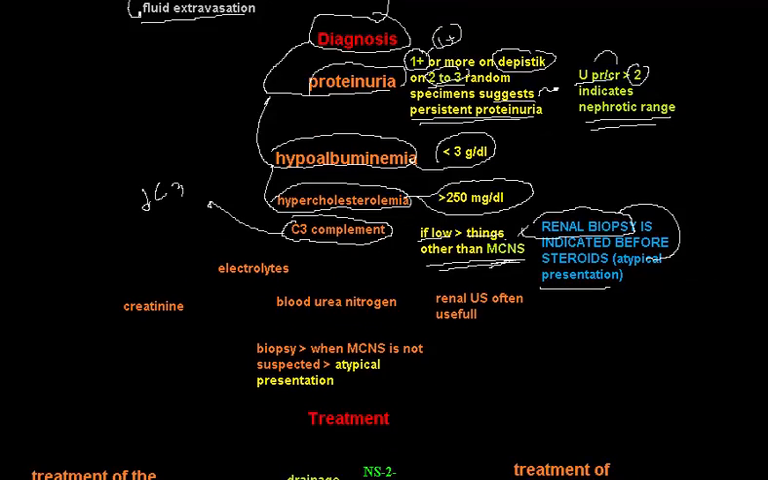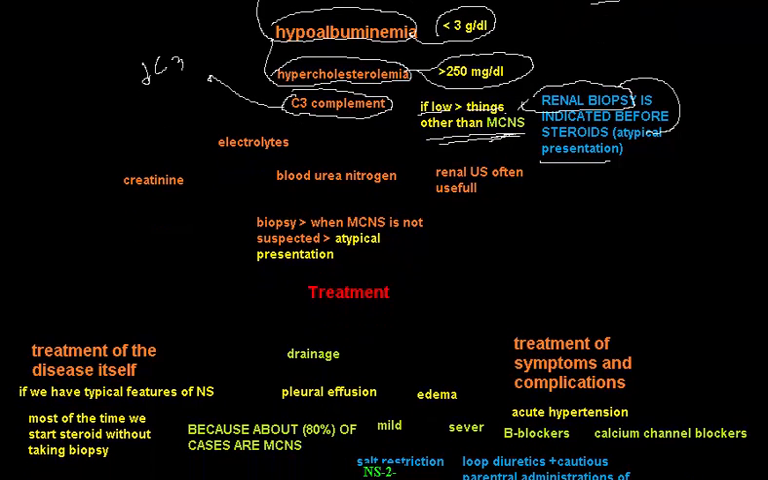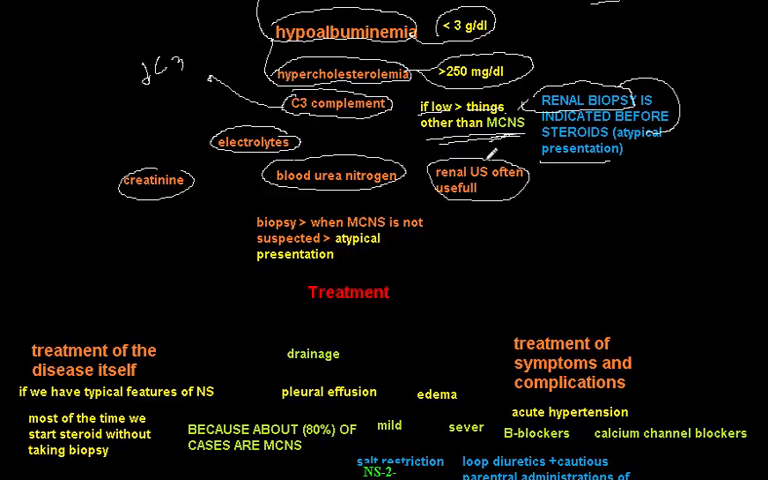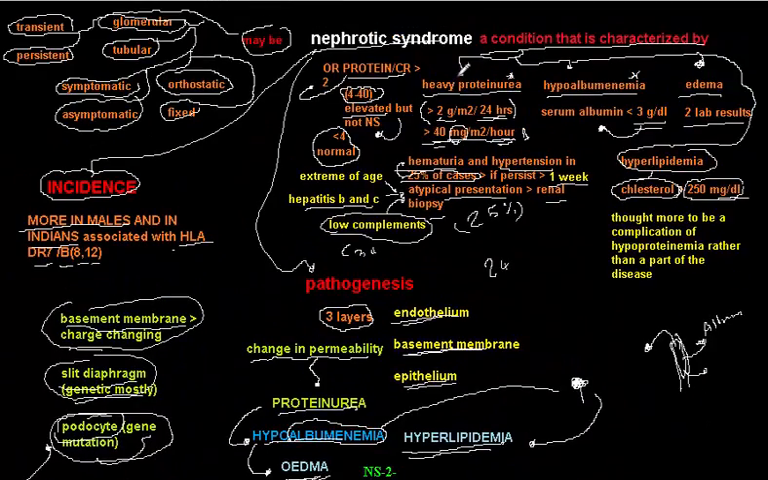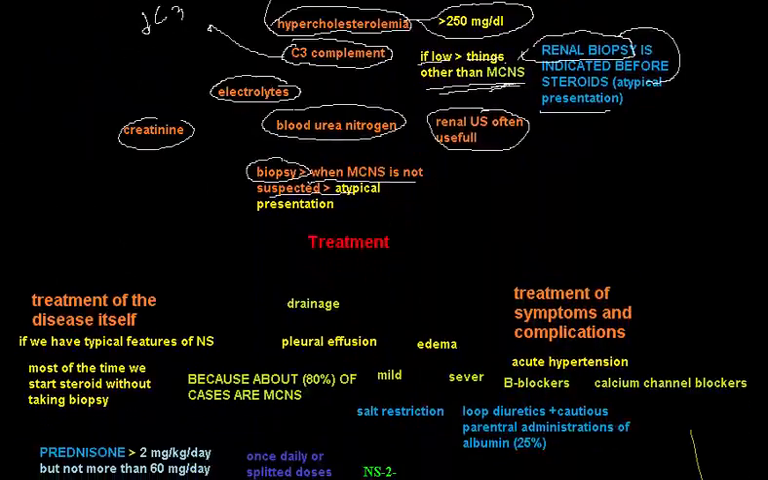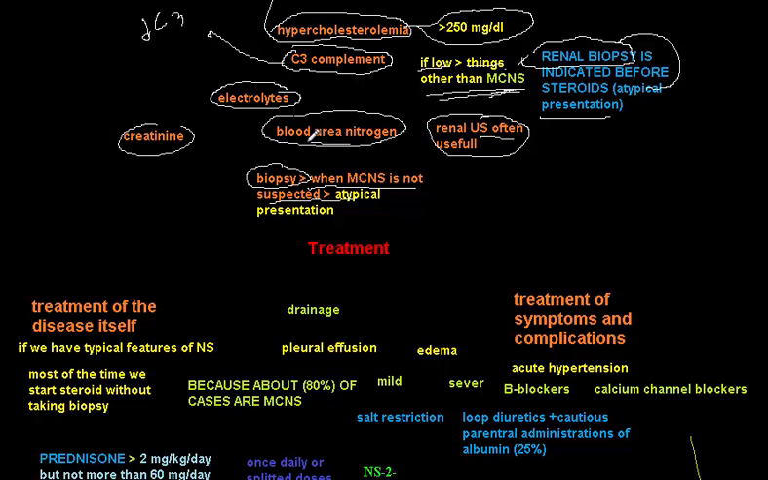The biopsy is done before the steroid treatment if we have symptoms that indicate things other than minimal change, okay. Also we can check electrolytes, creatinine, blood urea nitrogen, renal ultrasound may be beneficial in some cases, okay. Again, biopsy just when minimal change is not suspected, atypical presentation. Don't forget, just get back to the definition, and from each part of the definition you can know what investigations to do, okay, and add to them the ultrasound, the blood urea nitrogen, the creatinine, the electrolytes, and the biopsy.